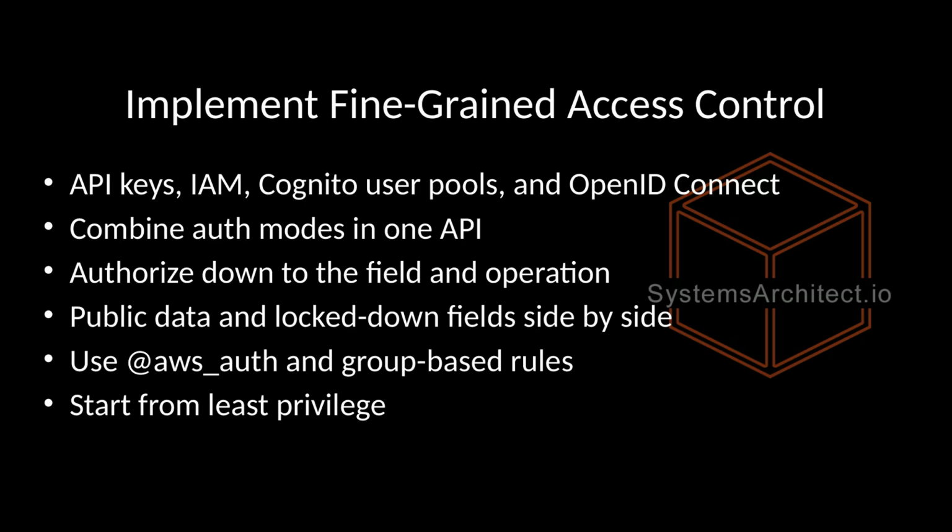1. Implement fine-grained access control. AppSync gives you several ways to authorize requests, including API keys, IAM roles, Amazon Cognito user pools, and OpenID Connect. The real power is that you can combine them and apply authorization down to the individual field and operation. Use directives like the @aws_auth directive and group-based rules to say exactly who can read or write each part of the schema. Start from least privilege, granting only the access each client truly needs.